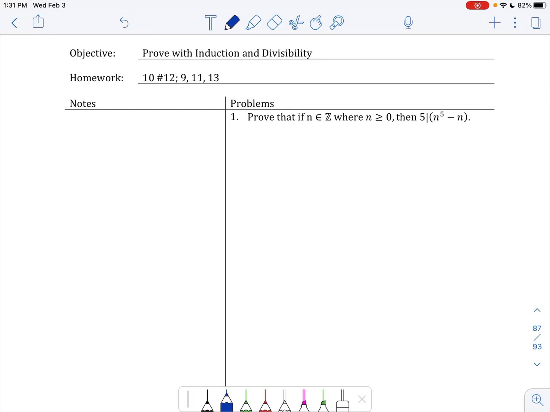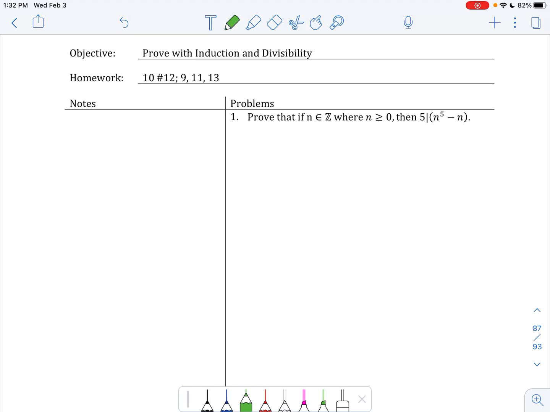Today we're going to talk about induction proofs using divisibility. So you'll notice that the problems that you have for this set are going to be about something like, in this case, 5 divides n to the 5th minus n, or other problems like that with divisibility. So get yourself ready for notes, and we're going to get started.